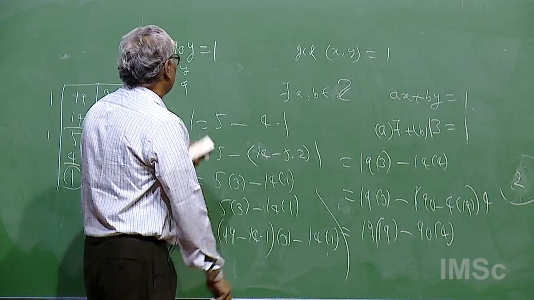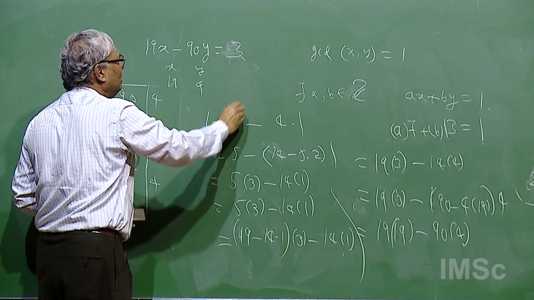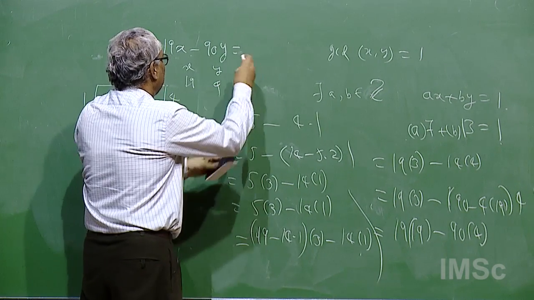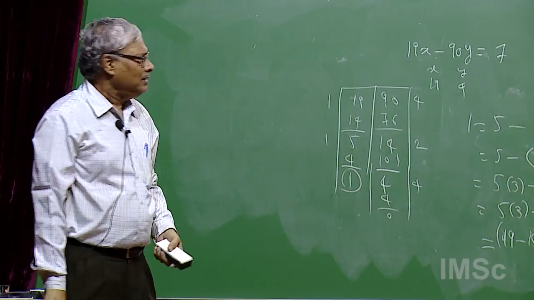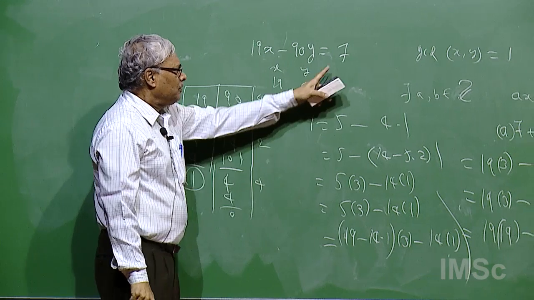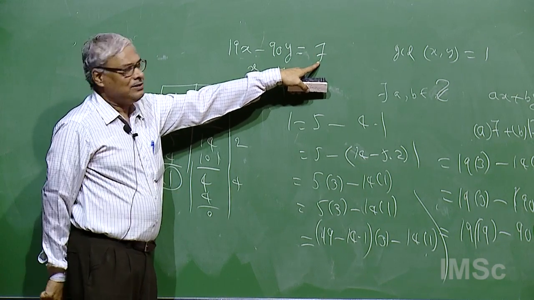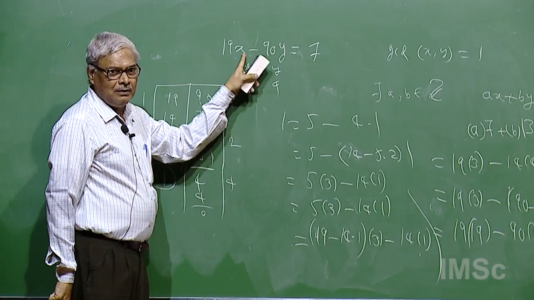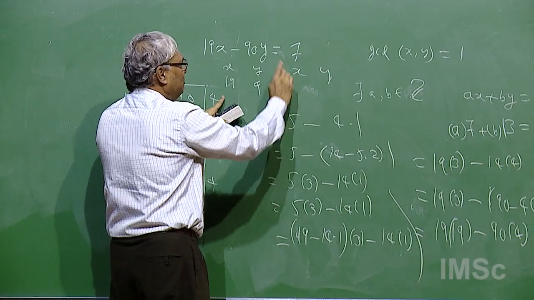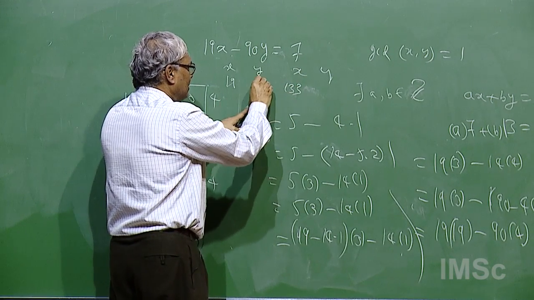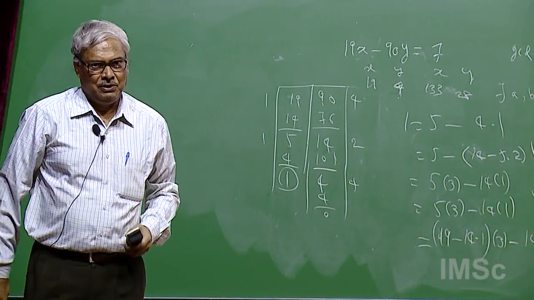So next, suppose you wanted to solve 19x minus 90y equal to say 7. How will you solve? You can make use of the previous solution. For x equal to 19, y equal to 4, the right hand side is 1. So if you want 7 as the constant at the right side, you just multiply these two by 7. Then you will get the corresponding solution for 7. So you have 19 times 7 would be 133 minus 4 times 7 would be 28. So that would be a solution. You can generate again infinitely many solutions.